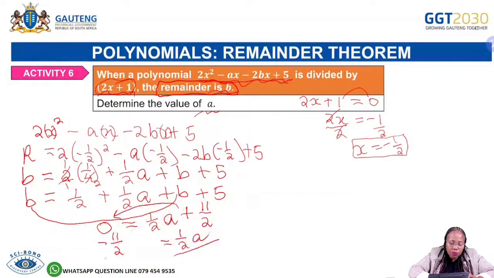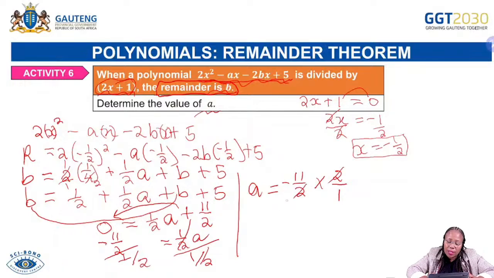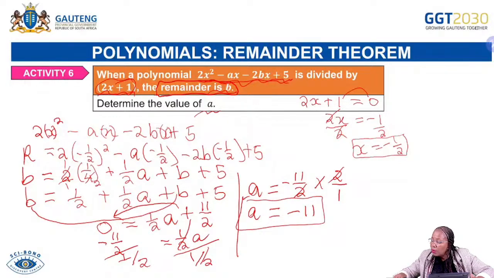Then we divide both sides by half. The half will cancel half, therefore you are left with a, which is what, grade 12? It will be minus 11 over 2 multiplied by 2 over 1. That means 2 will cancel 2 there, and then we are left with only minus 11 as our value of a there. I hope we are still together on that one, grade 12.